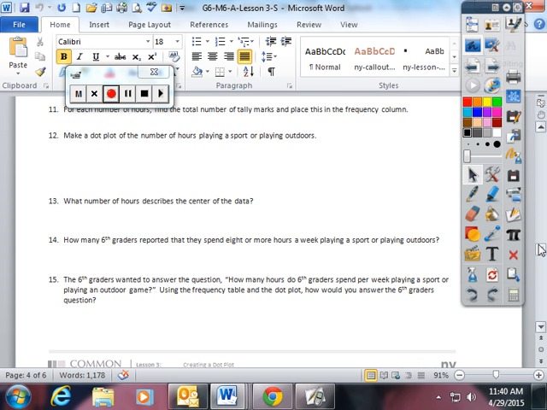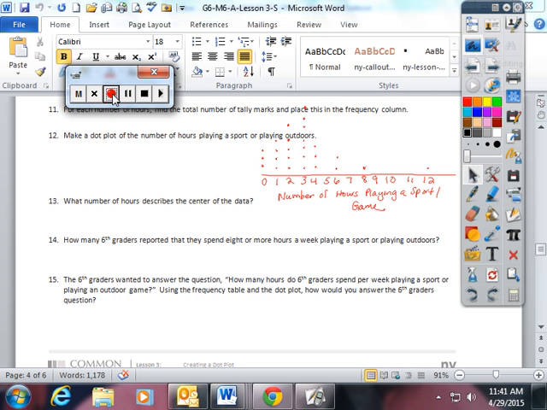Okay, 12 asks you to make a dot plot of the number of hours playing a sport or playing outdoors based on the frequency table you just made. Again, pause the video, see if you can do this on your own, and when you think you and your partner have done a good job on your dot plot, hit play and check your work. This is what your dot plot should look like. Please check to make sure that you have the appropriate dots. Also, did you put a title? Number of hours playing a sport / game.